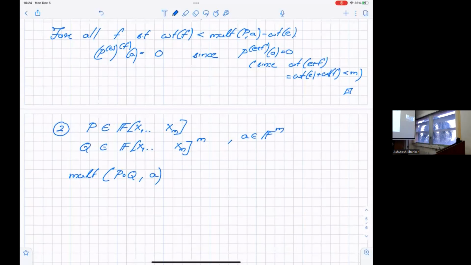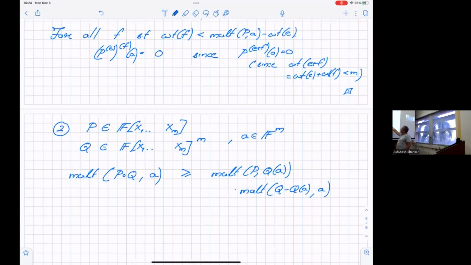This is a single multivariate polynomial. I want to compare this to the multiplicity of P at the point Q(A). This is the polynomial P at the point Q(A). We'll actually prove a stronger statement. This is larger than or equal to not just this, but the multiplicity of Q minus Q(A) at the point A. This is something which we haven't defined.